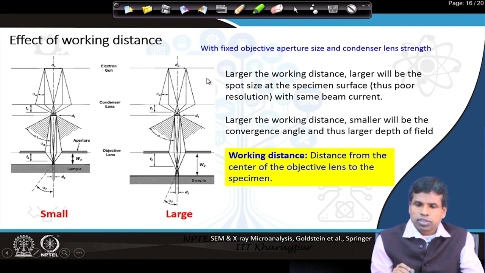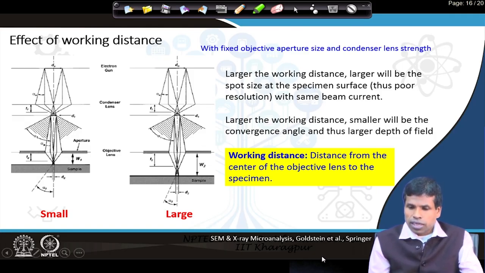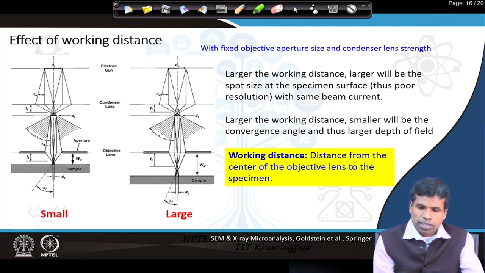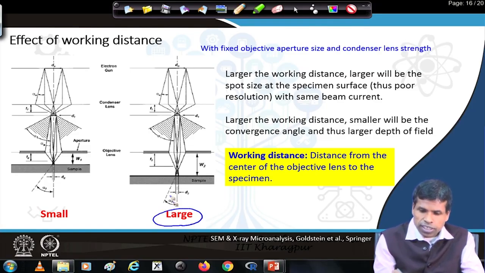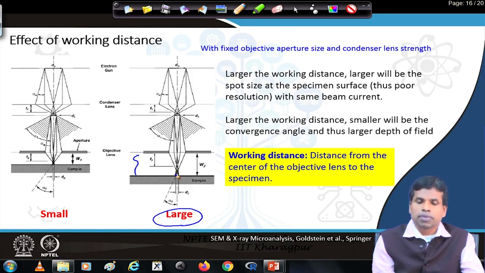Then the effect of working distance with fixed objective aperture and condenser lens strength. The larger the working distance, the larger will be the spot size on the specimen surface, so poor resolution, as we have discussed, with the same beam current. Again, the larger the working distance, the smaller will be the convergence angle, thus the larger will be the depth of field. So, you have a larger working distance, therefore you could have a larger depth of field, and at the same time the spot size will be bigger. So, this is the effect of working distance.